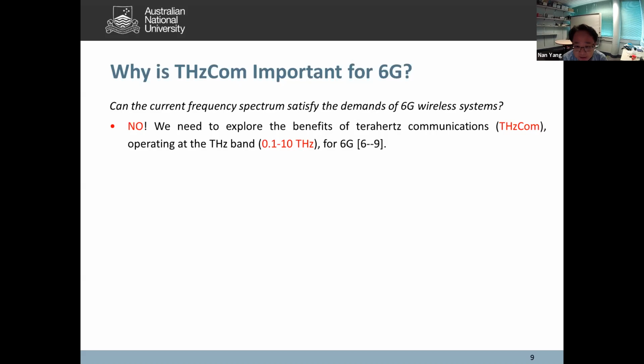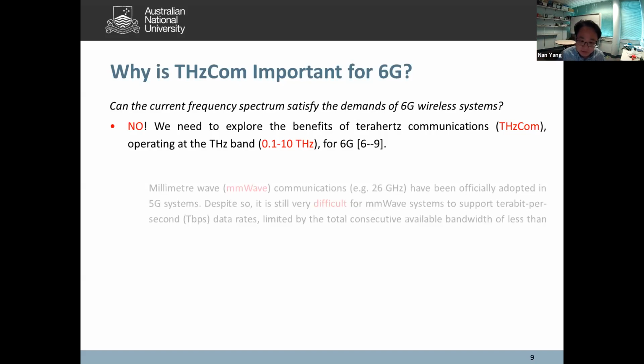And in this case, at least from the frequency perspective, we need to explore the benefits of Terahertz communications. Typically we consider Terahertz communications to operate in the terahertz band, ranging from 0.1 terahertz to 10 terahertz. When we talk about Terahertz Com, it is quite natural to consider that the terahertz band is higher than the millimeter wave band, but lower than the infrared and visible light band. So what are the unique benefits of Terahertz communication compared to millimeter wave and visible light?